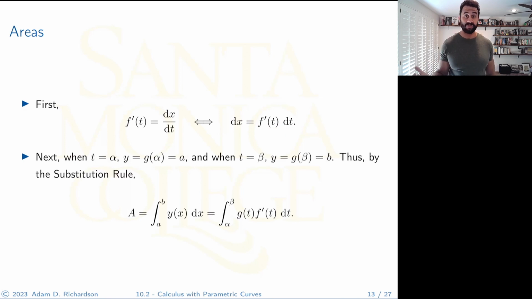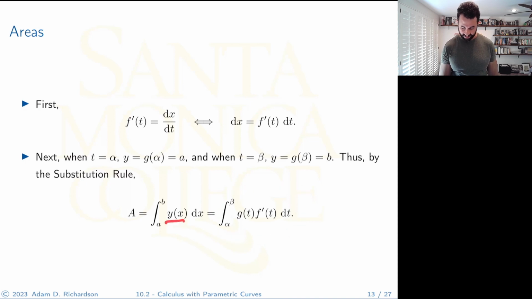Next, we're essentially doing a substitution, as you'll see. We're substituting for y and we're substituting for dx. So when t is equal to alpha, y is going to be equal to a, which is g of alpha. And when t is equal to beta, y is going to be g of beta, which is b. Thus, by the substitution rule, just the good old substitution rule, we get this.